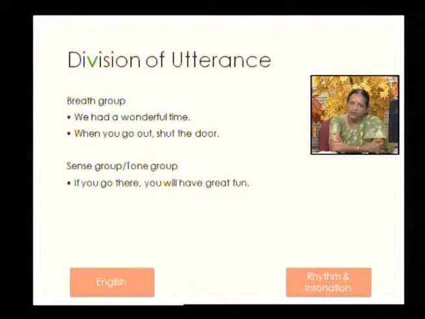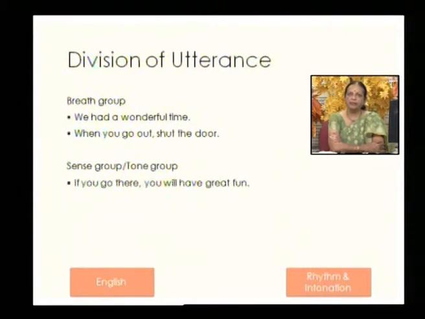Two parts to the sentence. I take my breath there, I pause, and then I continue. In written language, it is indicated by a punctuation mark, the comma. So what do you have? When you go out, shut the door. But we had a wonderful time. You don't have to say we had a wonderful time with a pause. How do you say it? We had a wonderful time. But in the second sentence, when you go out, shut the door.